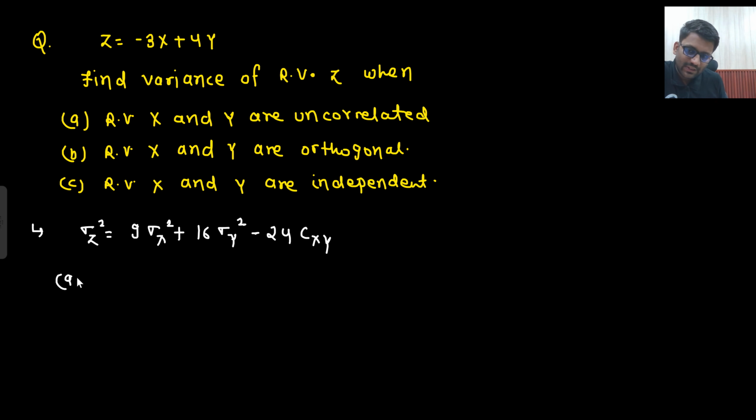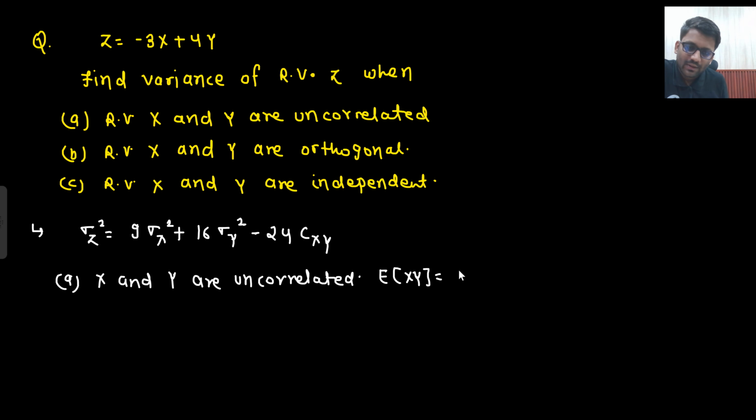But let's check the first condition. X and y are uncorrelated. So what will you think? Okay, x and y are uncorrelated. That means this particular thing is there.